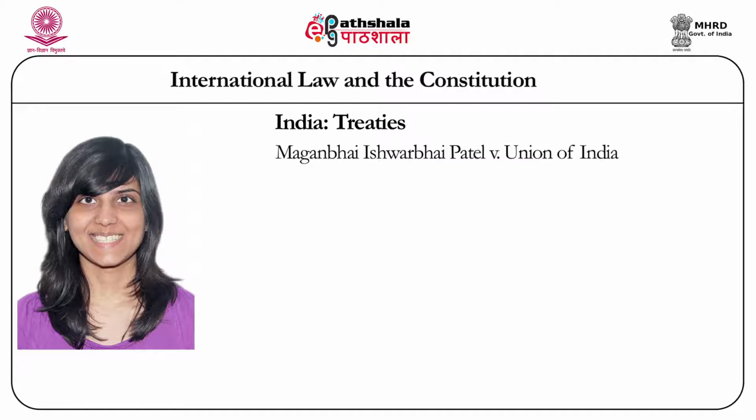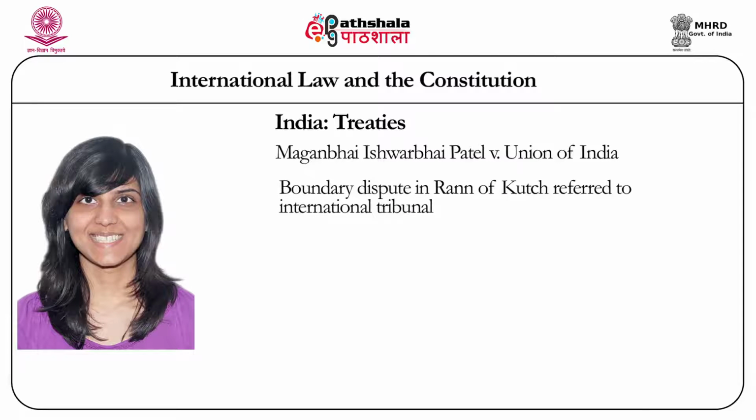The case involved the settlement of a boundary dispute in the Rann of Kutch between India and Pakistan. After the hostilities in 1965, India and Pakistan agreed to refer the boundary dispute to an international tribunal for arbitration. The tribunal agreed with the Pakistani claim, and as a result, the Indian government was required to cede some territories in the Rann of Kutch to Pakistan.